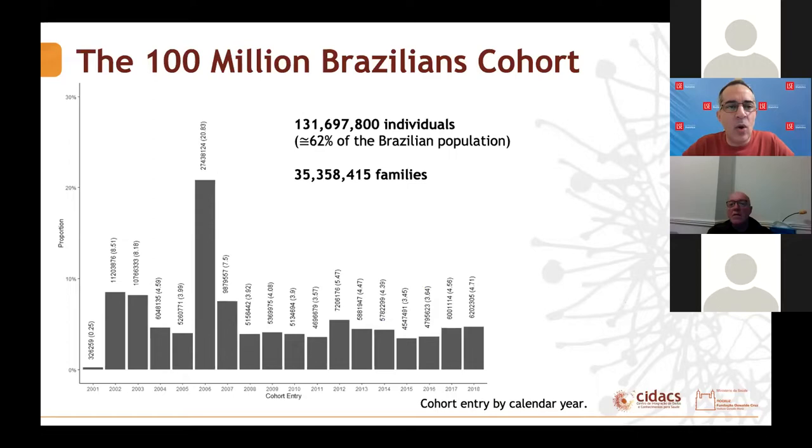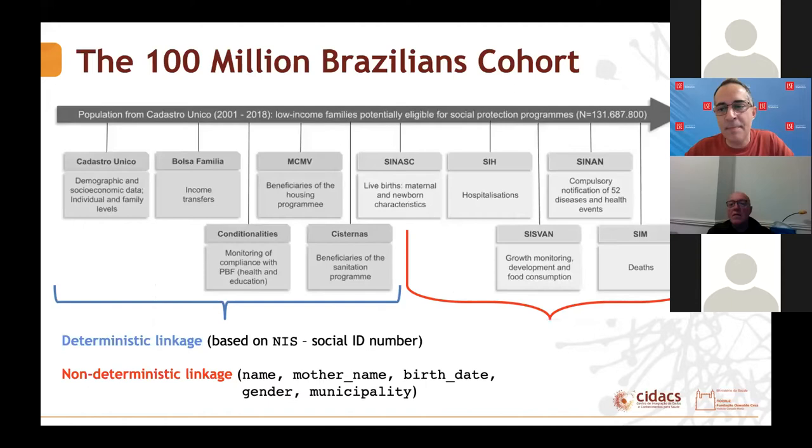And we call this the 100 million cohort, but in fact, we have 131 million people right now, up to 2018. And this accounts for about 62% of the Brazilian population. And this is about 35 million families, because we have information on individuals and families, okay? So this is to give you a big picture of the amount of data we have there. In terms of linkage, we use different approaches for linking these databases.